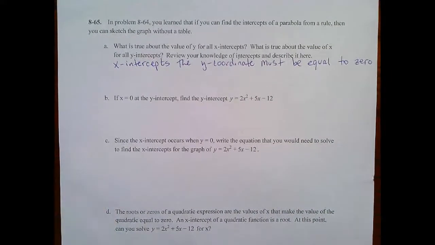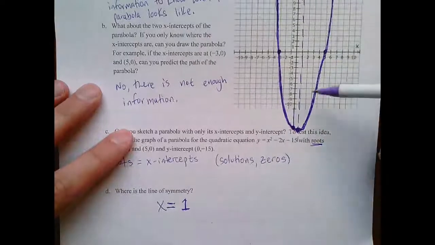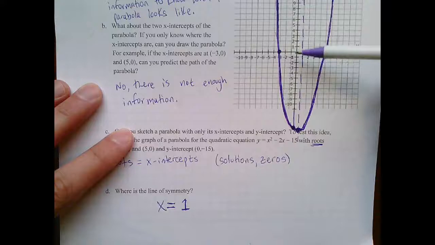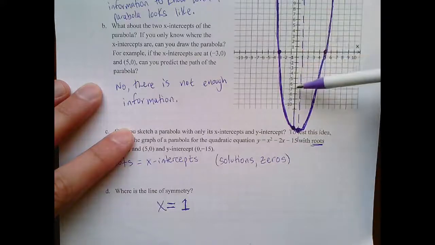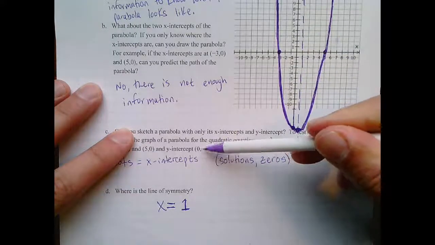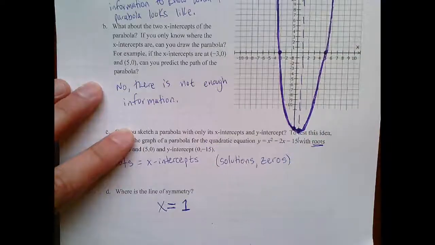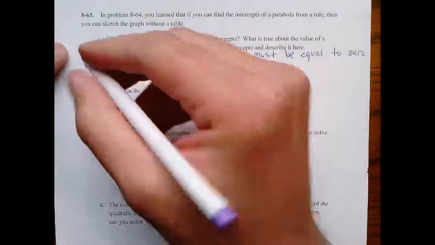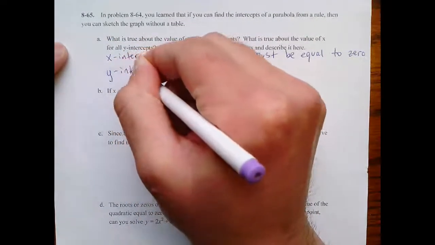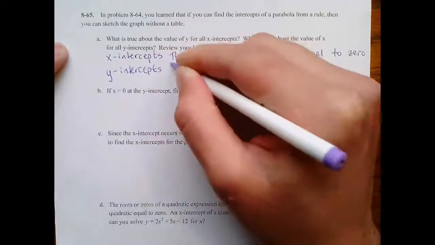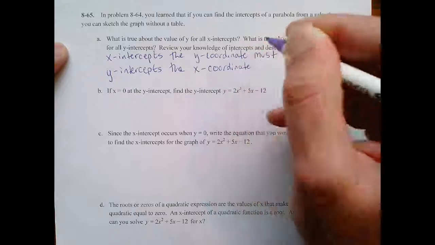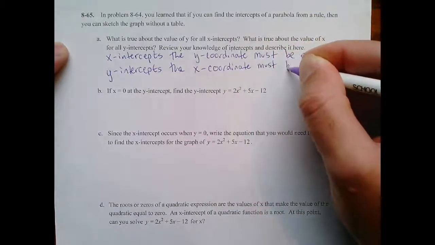All right, so we have that. If I go back to my picture, what can you tell me for sure about y-intercepts? Well, if I have a y-intercept, that means it has to be on the y-axis. What's the value of x on the y-axis? Well, it's 0, right? So here I have (0, -15). That means the x-coordinate is 0. So similar to what we said for x-intercepts, where the y-coordinate must be equal to 0, for y-intercepts, the x-coordinate must be equal to 0.